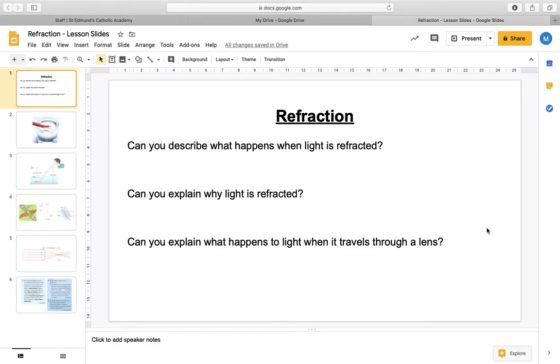So as you would do for any other lesson, I would like you to write the title, please, Refraction, at the top of the page in your exercise book. By the end of the lesson, you should be able to describe what happens when light is refracted. You should be able to explain why light is refracted, and you should be able to explain what happens to light when it travels through a lens.